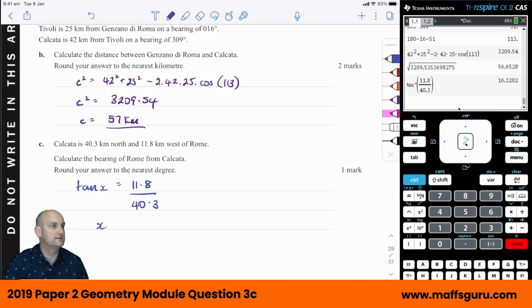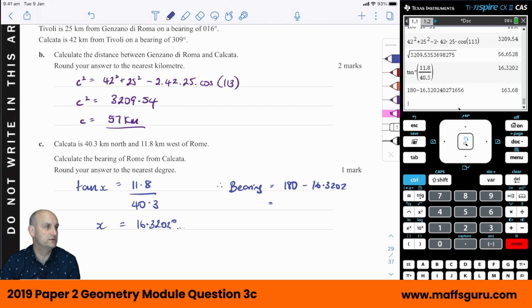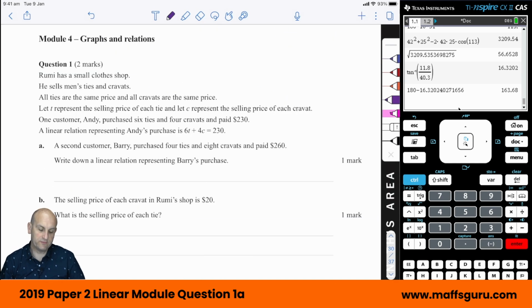It gives me 16.3202 degrees, probably more than that. And now, is that my answer? No, because I therefore have to say, therefore, the bearing is equal to 180 minus 16.3202, and it wants it to the nearest degree. So 180 minus my previous answer, please, to the nearest degree gives me 164 degrees.